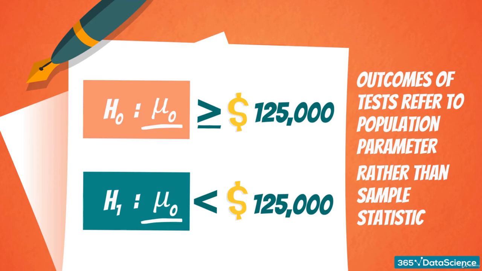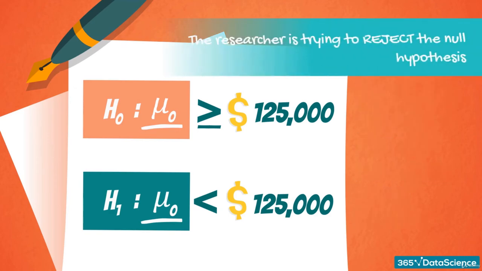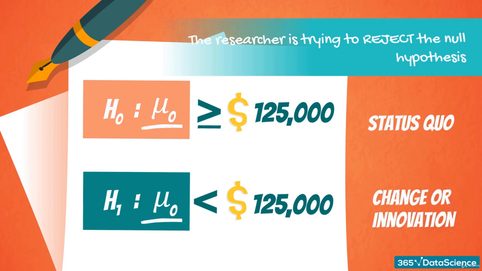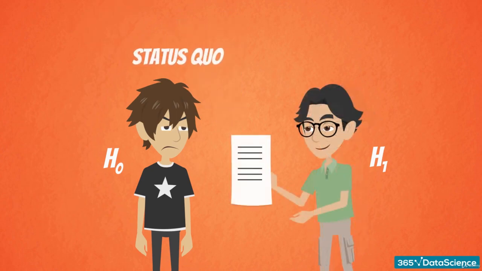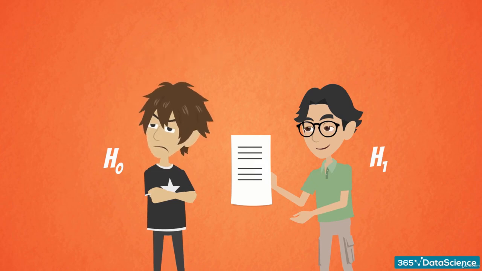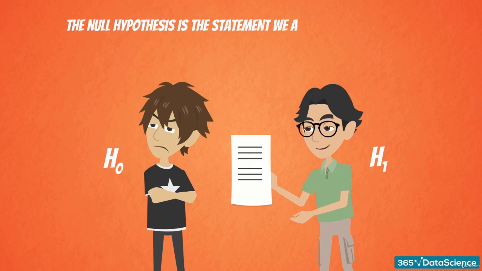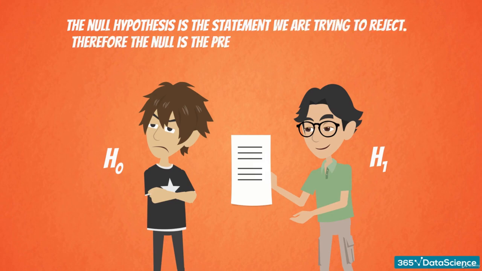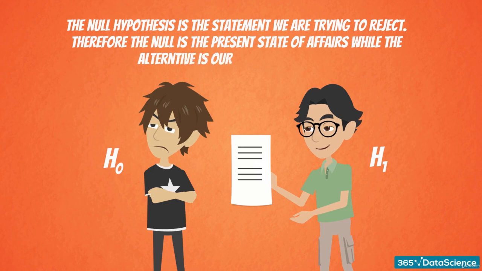Another crucial consideration is that, generally, the researcher is trying to reject the null hypothesis. Think about the null hypothesis as the status quo and the alternative as the change or innovation that challenges that status quo. In our example, Paul was representing the status quo, which we were challenging. Let me emphasize this once again. In statistics, the null hypothesis is the statement we are trying to reject. Therefore, the null hypothesis is the present state of affairs, while the alternative is our personal opinion. It surely is counterintuitive in the beginning, but later on, when you start doing the exercises, you will understand the mechanics.